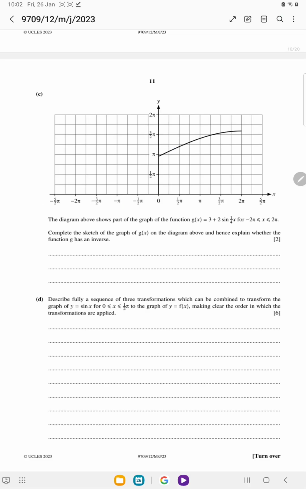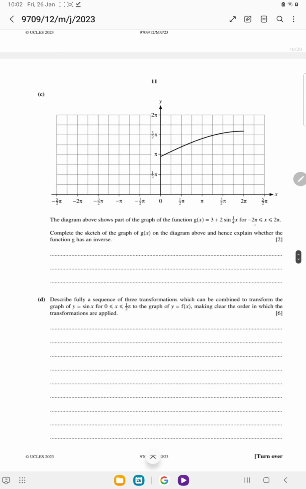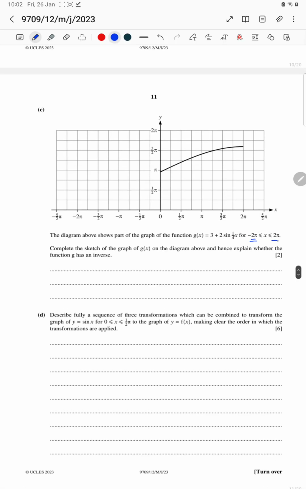Okay guys, now for the C part of this question. The diagram above shows part of the graph of function g of x, and it's ranging from minus 2 pi till 2 pi. Complete the sketch of the graph g of x on the diagram above and hence explain whether the function g has an inverse. I recommend you draw a table here for a few values of x and g of x.